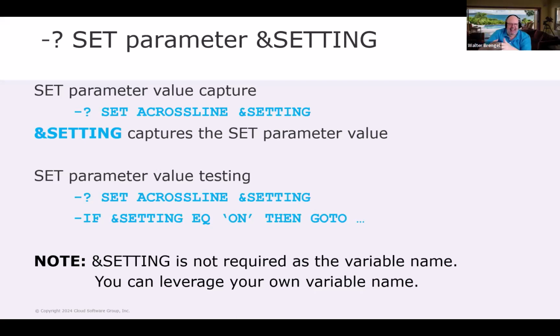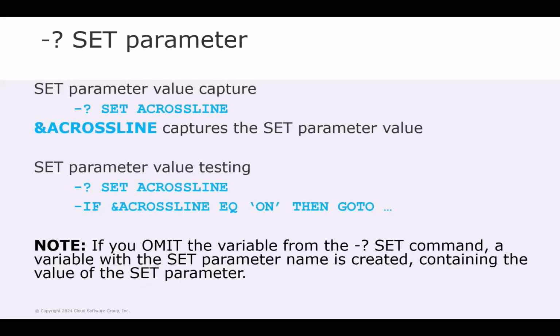You ruined my punchline, I said there's a better way to do this. But ta-da, what I can do is just say dash question mark set parameter, so I just do dash question mark set across line with no variable. Now remember, most of the time you would just do question mark, without the dash, to get your value out of everything. So here we're doing dash question mark set across line. And because I omitted a variable after it, it will create a variable of that name, the set parameter, and populate it with the value. That's the easiest and most simple solution.